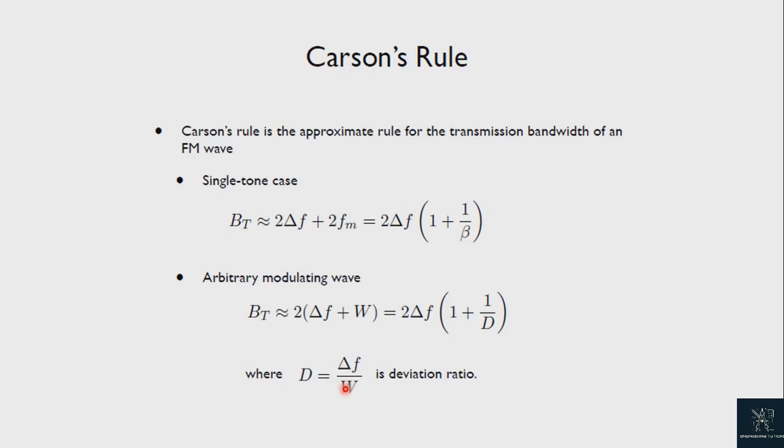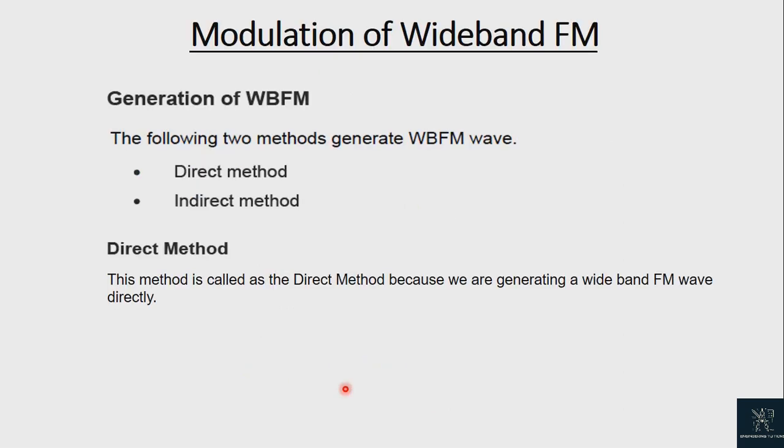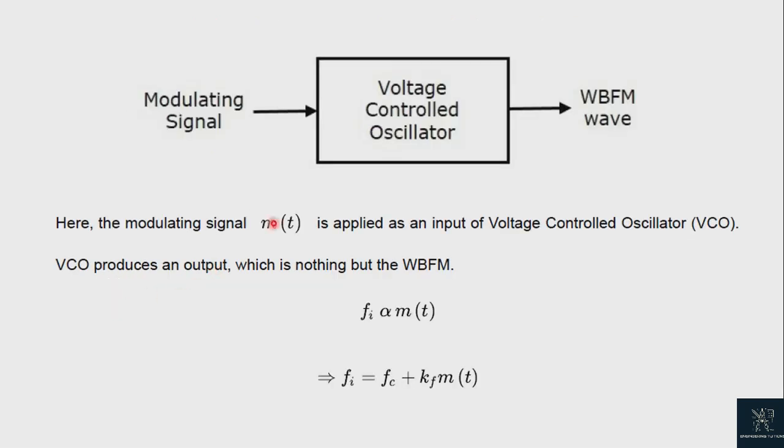Now generation of FM wave. The following two methods generate wideband FM wave: direct method and indirect method. Direct method. This method is called the direct method because we are generating a wideband FM wave directly. In this method, a voltage controlled oscillator is used to generate wideband FM. VCO produces an output signal whose frequency is proportional to the input signal voltage. This is similar to the definition of a frequency modulated wave.